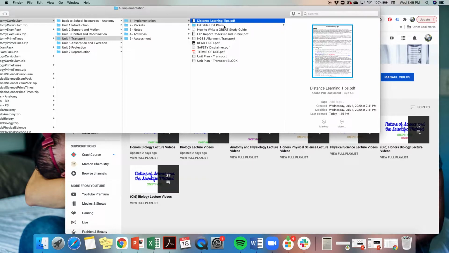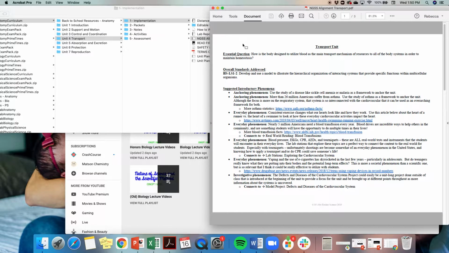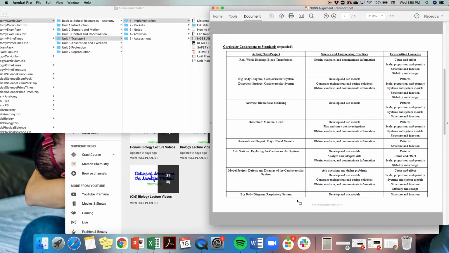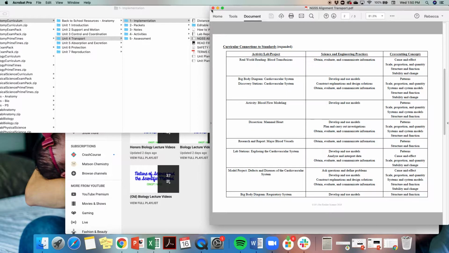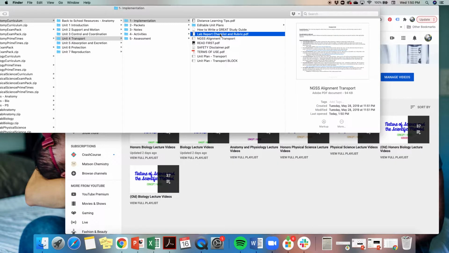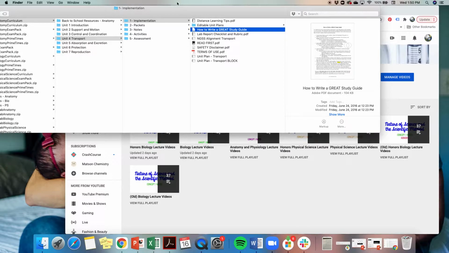There's also some other random supplementary documents in here. If you are in a state that uses the Next Generation Science Standards, I have a whole list of phenomena ideas for you if you're crafting your unit that way. And then also I take each of the instructional resources and I list out the science and engineering practices and cross-cutting concepts that are covered in those resources and that I considered when writing each of these. I also have a lab report checklist and rubric if you have them write up one of the labs in here formally, and then how to write a great study guide resource tool there.